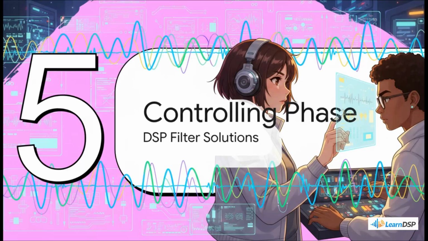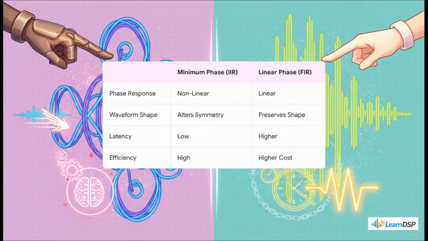So, how do we fix this mess? Well, in the digital world, we have some incredibly powerful tools called DSP filters. And the cool thing about these filters is they can control not just how loud a frequency is, but also when it arrives. And there are really two main ways to go about it.